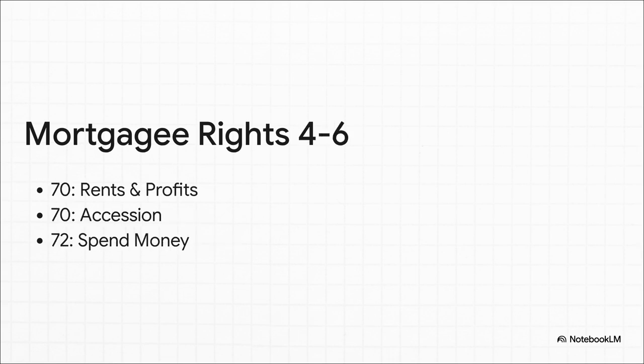Continuing with the lender's rights. Point 4. Right to rents and profits, Section 70. This is especially true in a usufructuary mortgage. Point 5. Right to accession, Section 70. Benefit of additions to the property. Point 6. Right to spend money, Section 72. For the preservation of the property.